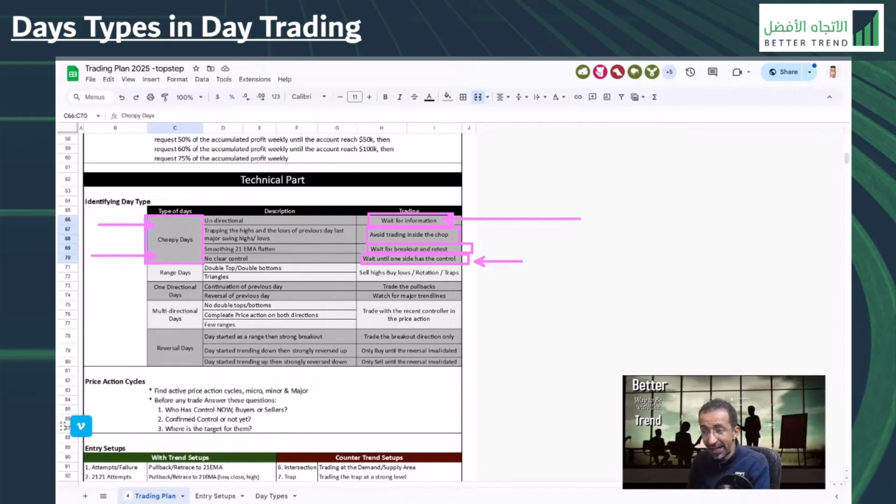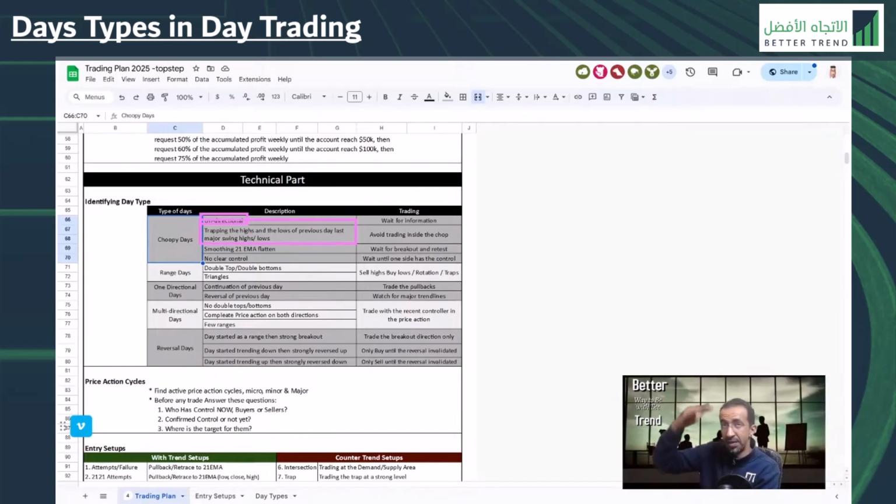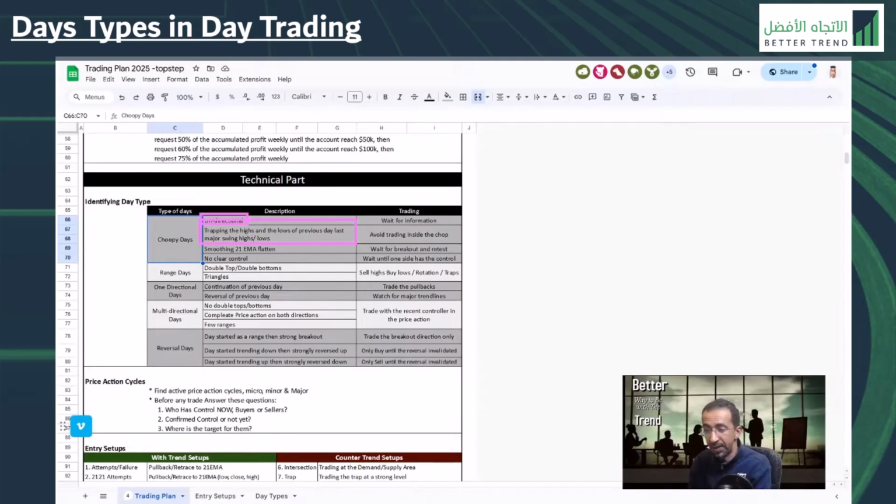So the choppy days, they are undirectional. When you look at it, it could be an uptrend, it could be a downtrend. Somebody sees it up, somebody sees it down. So it's a chop. You will find a lot of traps, up and low, trapping the highs and the lows of the previous day. Usually you look at the previous day, you see in the last swing a breakout, failed breakout. So we'll see an example.